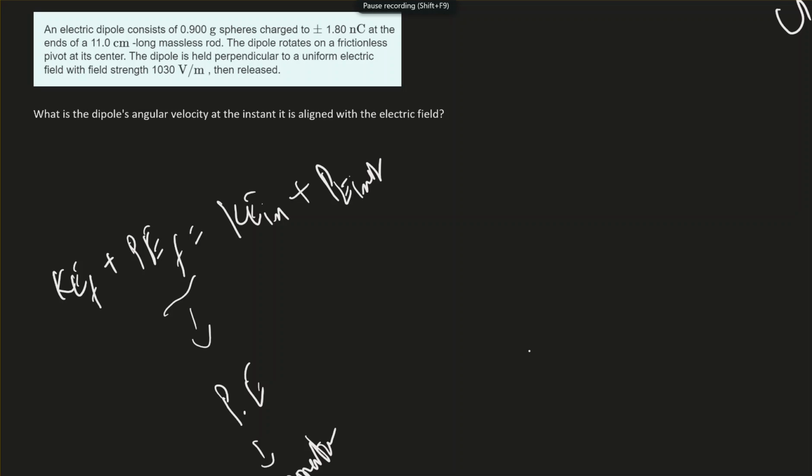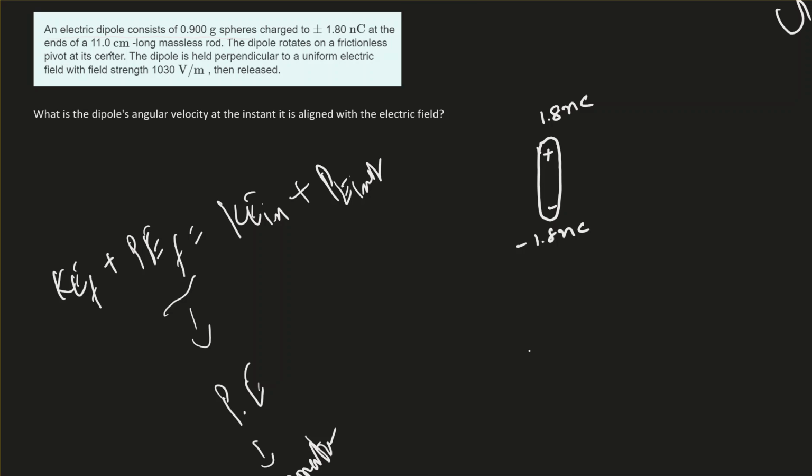Here is an example. We're talking about an electric dipole. An electric dipole consists of 0.9 gram spheres charged to 1.8 nanocoulombs. So one is positive charge, another one is negative charge. Basically what we have here is a dipole, which has a positive charge and negative charge, and the charge value is 1.8 nanocoulombs here for the positive charge, and here it is 1.8 nanocoulombs negative charge.